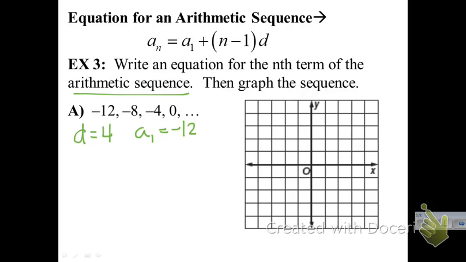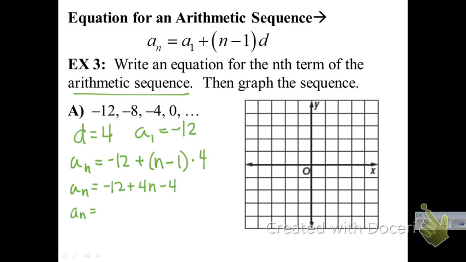Then we're going to use that formula up above, which says a sub n equals a sub 1. In this case, it's negative 12, plus n, we don't know n, minus 1 times D, which is 4. And we're going to distribute the 4 to get negative 12 plus 4n minus 4. From here we'll combine like terms, and I'm going to reorder it. So I get 4n, negative 12 minus 4 is negative 16.